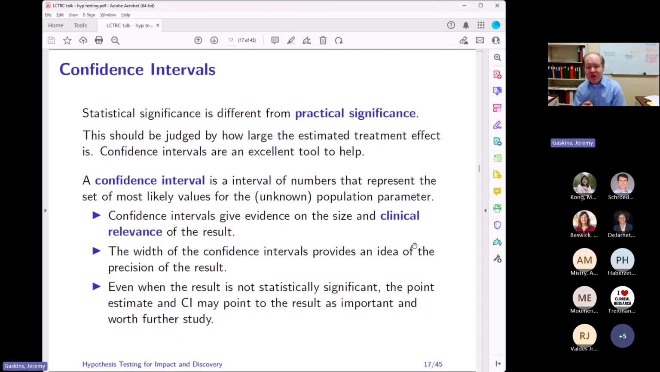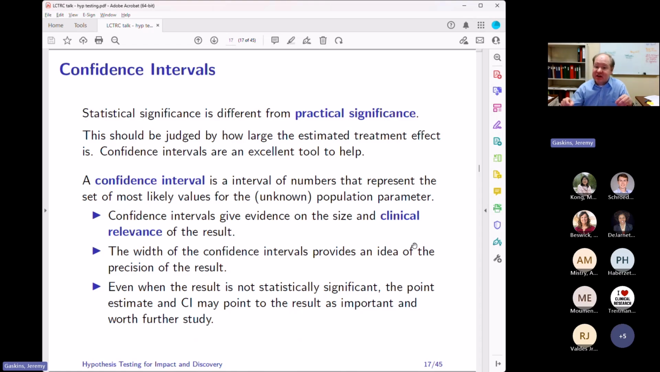p-values. So what should we be using instead, or in addition to our p-values, to help mitigate some of these concerns? The first thing to say is that statistical significance is different from practical significance, right? Whether a result is practically significant depends a lot on how large the estimated treatment effect is, and also how precise my estimate of that treatment effect is.